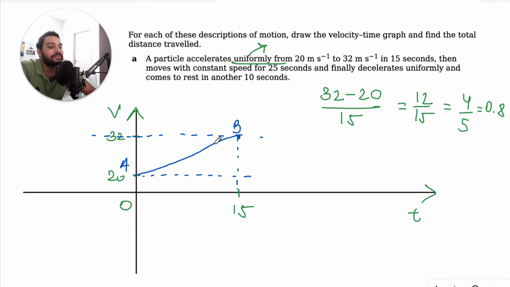with a constant speed for 25 seconds. So for the next 25 seconds, that means up till t equal to 40, it's a constant velocity. That means traveling at 32 meters per second, not increasing, not decreasing. So BC, that's constant. And then decelerates uniformly and comes to rest in another 10 seconds. So in the last 10 seconds, that means t equal to 50, between 40 and 50, it decelerates at such a rate that it goes from 32 meters per second to 0 meters per second in 10 seconds. Like this. This is our VT curve.